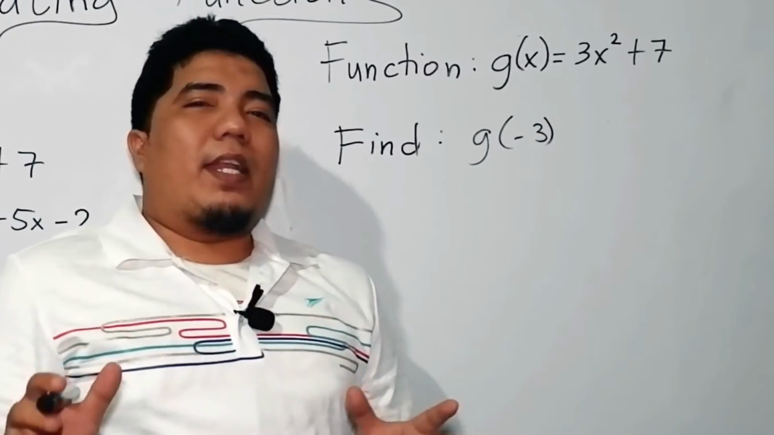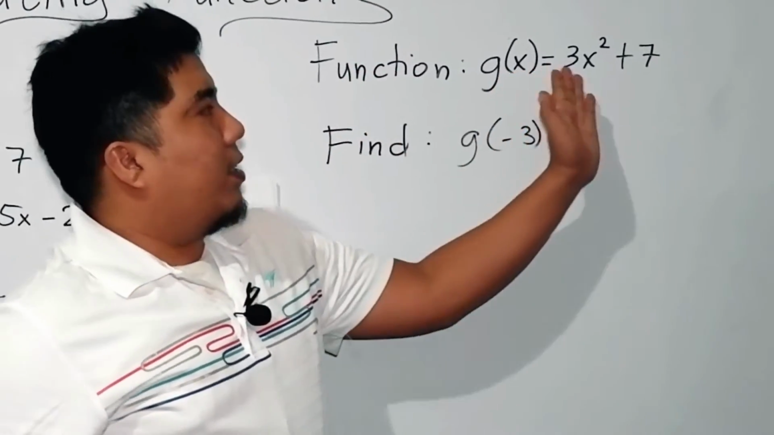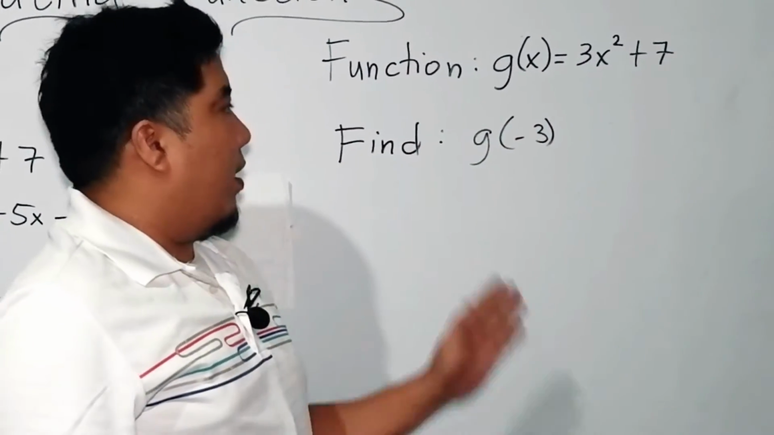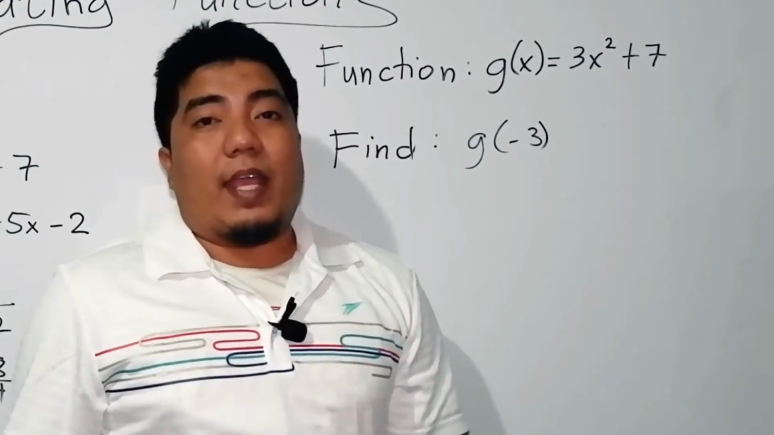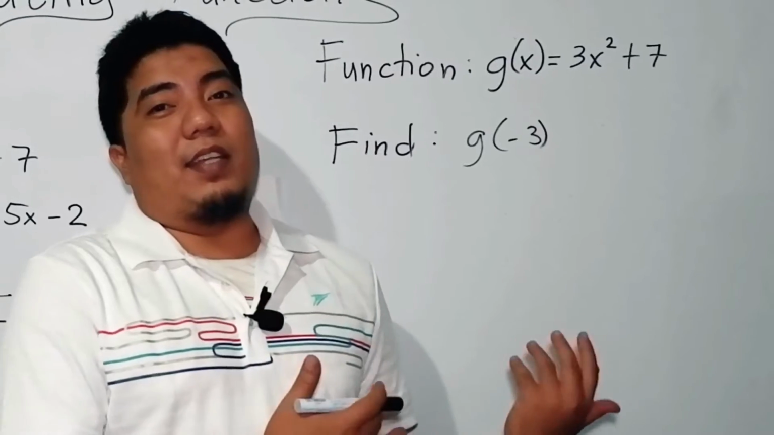Now, let's go to the second example. Okay, math learners, second example is g of x is equal to 3x squared plus 7. And what we are asked to find is g of negative 3, meaning the function of negative 3.